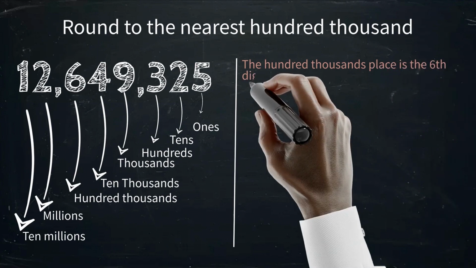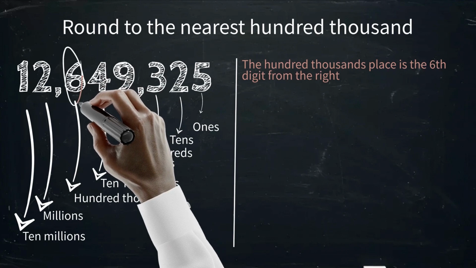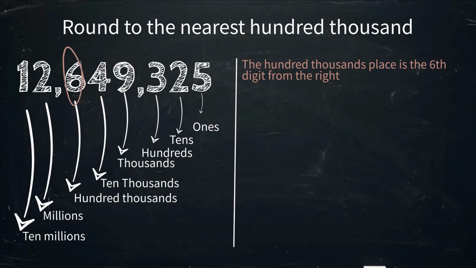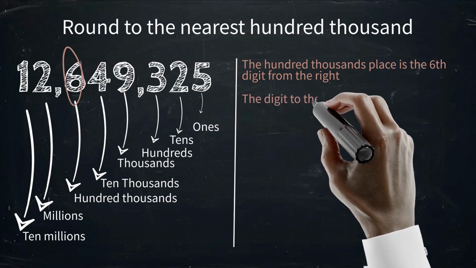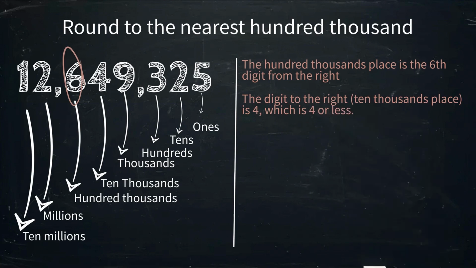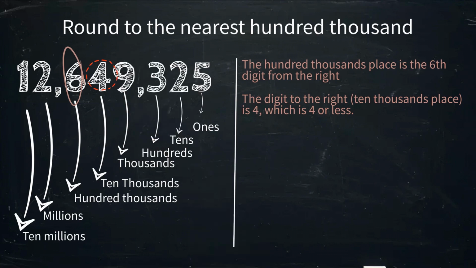The next step ni kutafuta the digit immediately to the right of that place value. Hiyo digit yenye iko immediately to the right ni digit 4. Hii digit 4 tutaita the determining digit. Hii ndio inadetermine kama tuta round up or down. 4 is less than 5, it's not greater than 5, tuta round down.